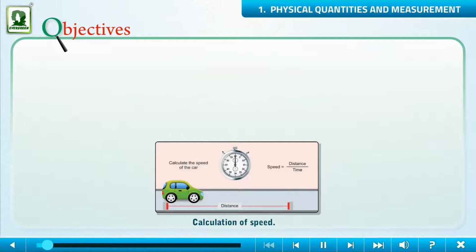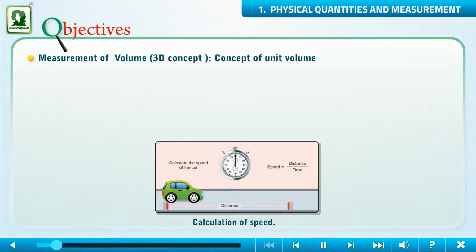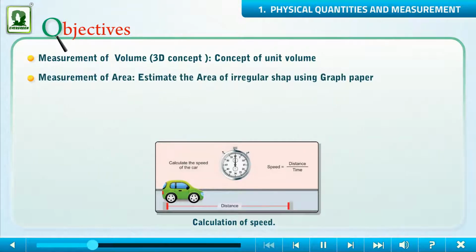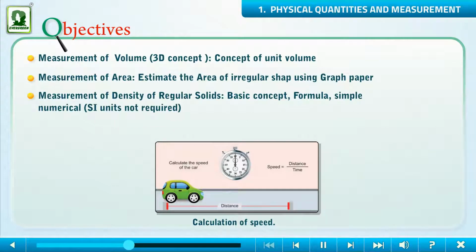Objectives. Measurement of volume, that is 3D concept. Concept of unit volume. Measurement of area. Estimate the area of irregular shape using graph paper. Measurement of density of regular solids. Basic concept. Formula. Simple numerical, that is, SI units not required.